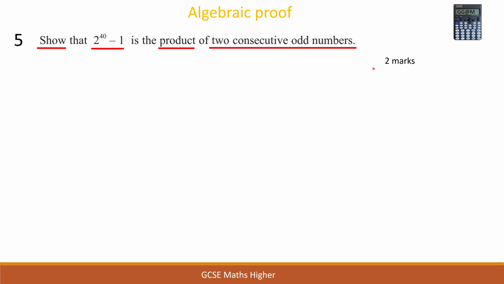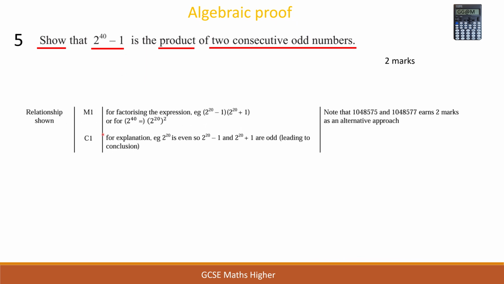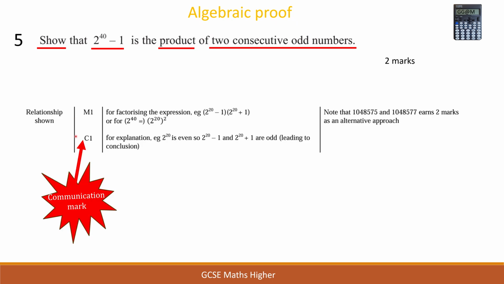You've got 2 marks to be able to show this. Press pause, have a go at working out the answer, and then press play when you're ready to hear the answer. Fantastic work. So hopefully you've worked out how to prove this. You've got to show the relationship to get the full 2 marks. M1 is a method mark here. C1 is a communication mark, so you have to use words in order to explain what is going on.